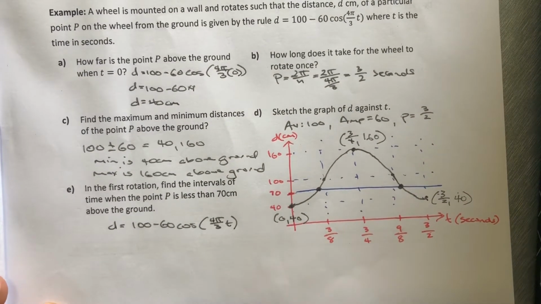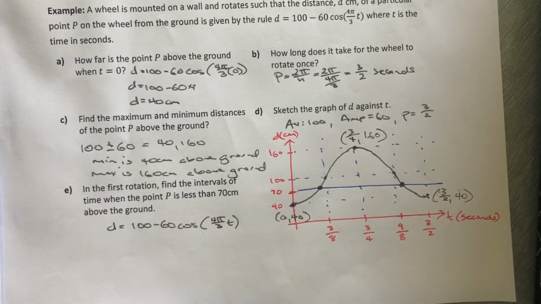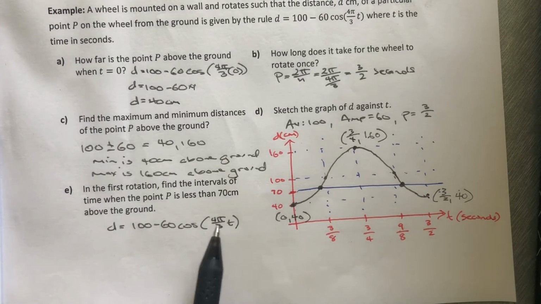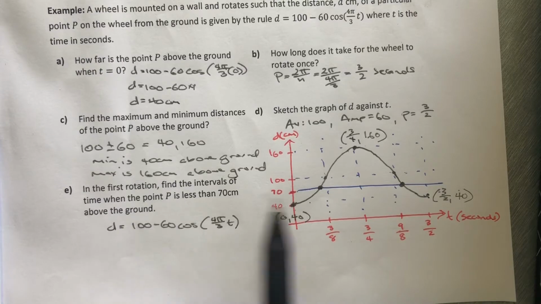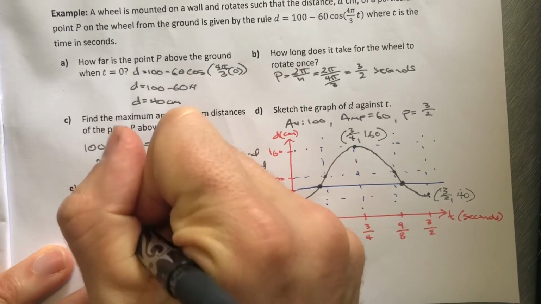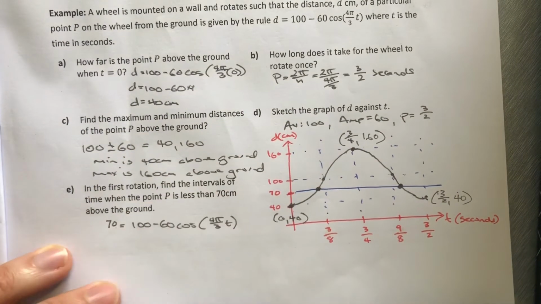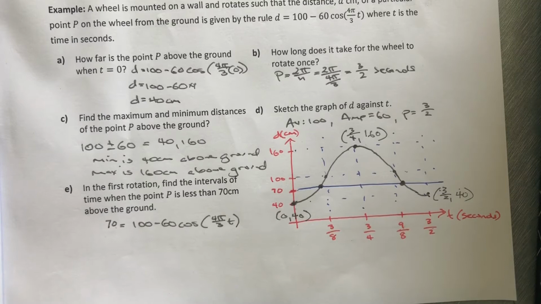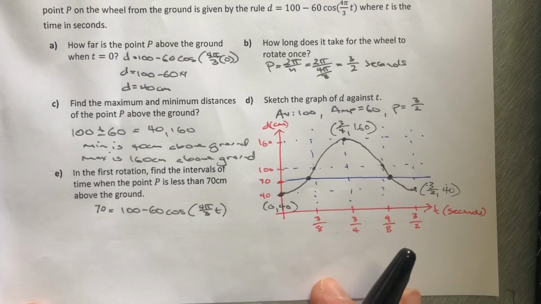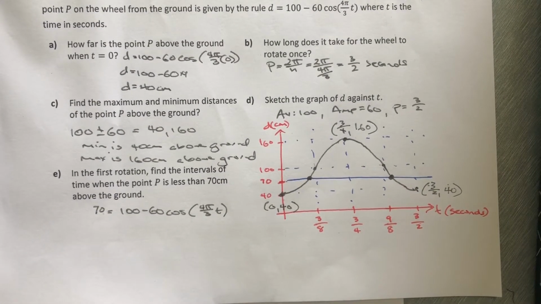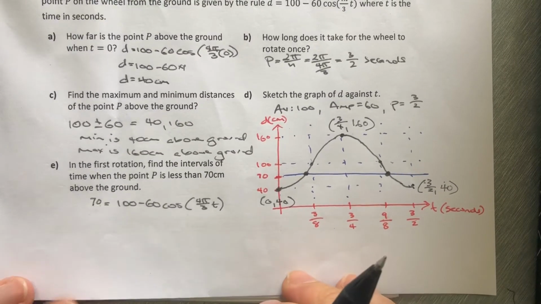There we go, we've got our rule. But we want to know the time when the distance is 70, because that's going to show us those 2 points there. So I'm going to change distance to 70. Okay, there we go. Normally with these sort of questions you are going to be able to use your CAS, but let's just do it by hand for now, just for a little bit of practice. We can use the CAS a little bit later.